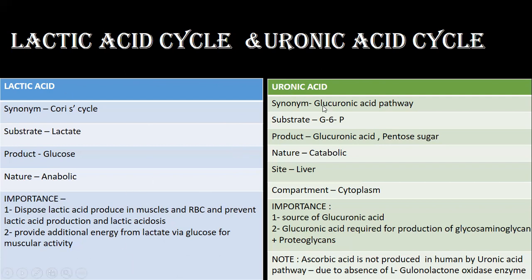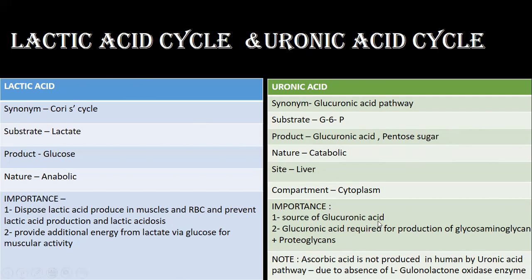Then we come to the uronic acid pathway. Its synonym is the glucuronic acid pathway. What is the uronic acid pathway? It is the alternative oxidative pathway for glucose, for the conversion to glucuronic acid, ascorbic acid and pentose, and is referred to as the uronic acid pathway. Its site is the liver, its substrate is glucose 6-phosphate, and its products are glucuronic acid, pentose sugar, as well as ascorbic acid, which is not produced in humans.